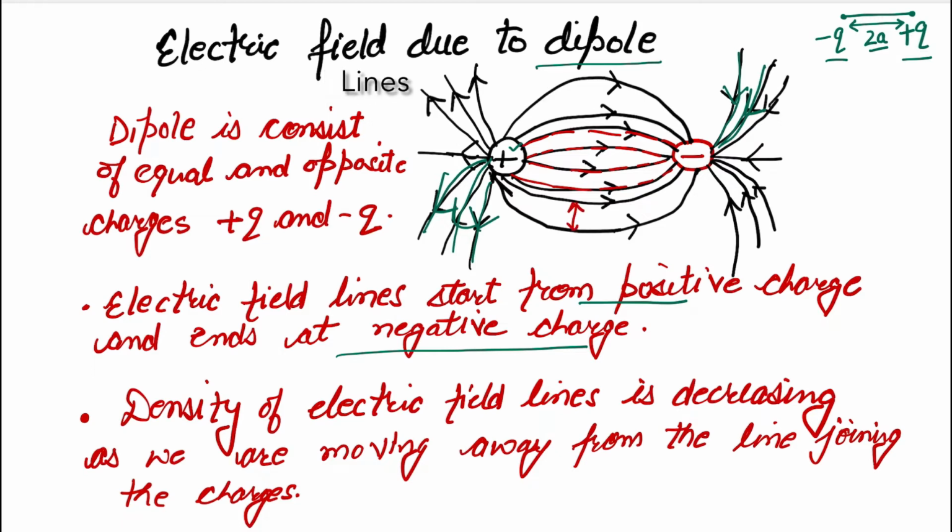When you are away from the charge, the electric field is less. It means that the distance between the electric field lines will increase and their density will decrease, because you can't experience the same electric field, the same potential of charge, as you experience closer to that particular charge. When you are away, the effect will reduce.